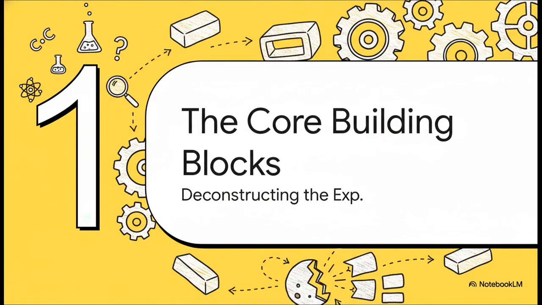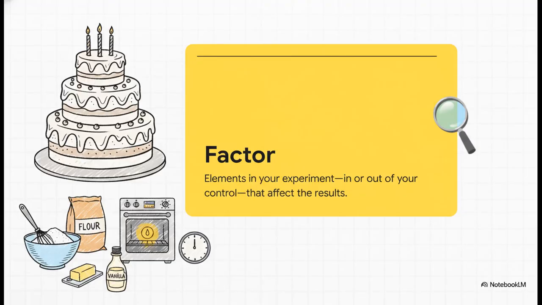All right, first things first, we have to deconstruct the anatomy of an experiment. Because look, to master any system, you have to understand its fundamental components. So the most basic unit of all is the factor. Just think of a factor as any potential driver of your outcome. If you're baking a cake, right? The factors are everything that could possibly change how it turns out. The ingredients, yeah, but also the oven temperature, the baking time, even the brand of flour you use.